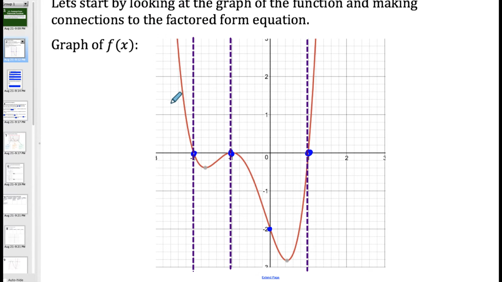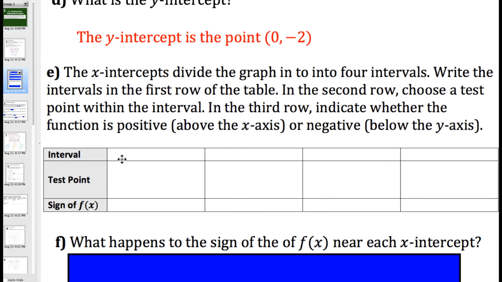So notice I now have 4 sections: 1, 2, 3, 4. Part E wants us to complete this table. It says the x-intercepts divide the graph into 4 intervals. Write the intervals in the first row of the table. In the second row, choose a test point within the interval. And in the third row, comment on the sign of the function.